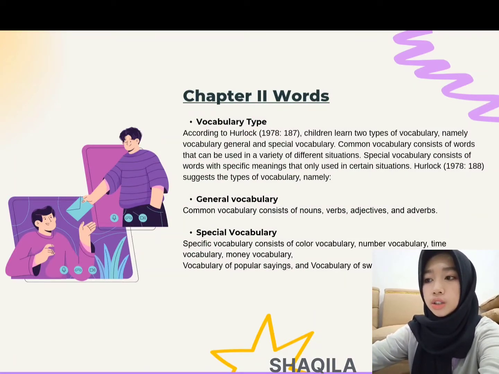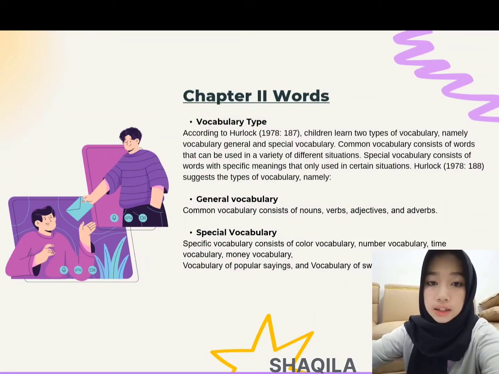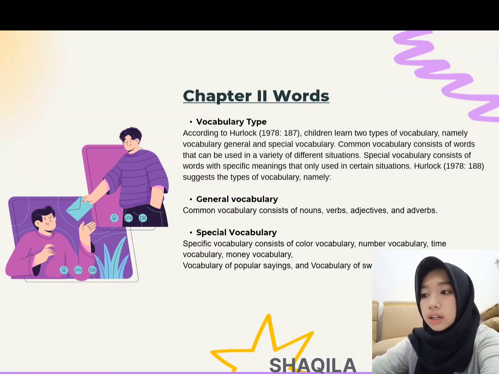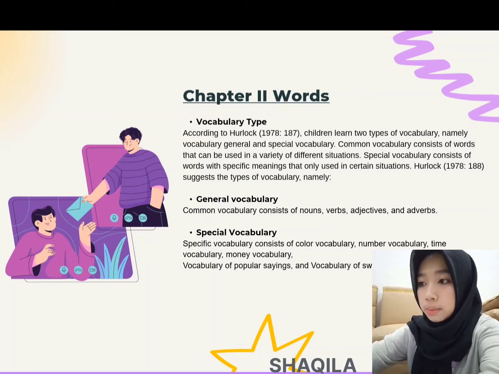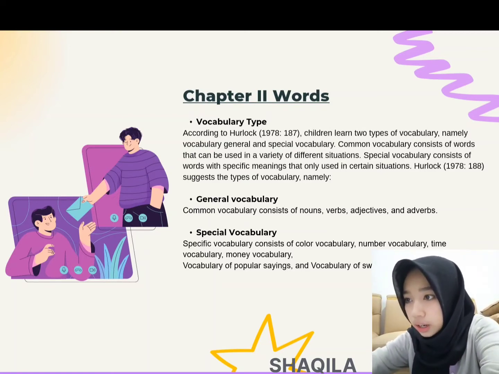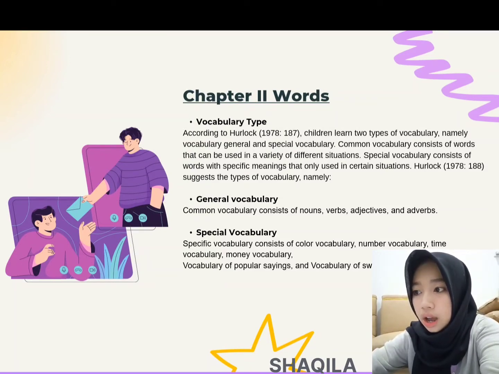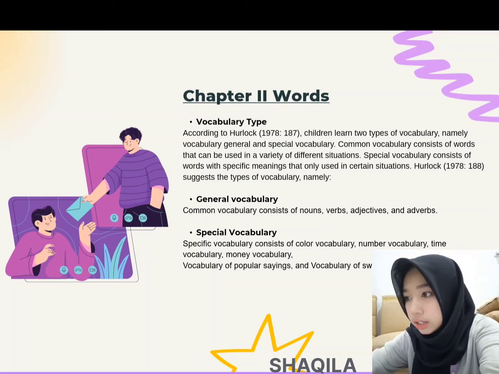Vocabulary types. According to Hurlock, 1978, children learn two types of vocabulary, namely general vocabulary and special vocabulary. General vocabulary consists of words that can be used in a variety of different situations. Special vocabulary consists of words with specific meanings that are only used in certain situations.